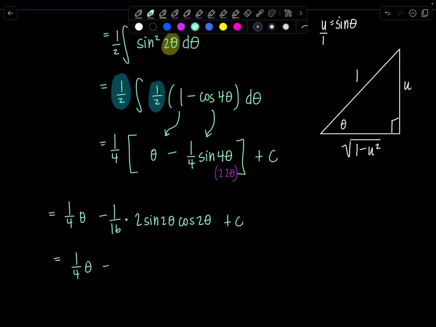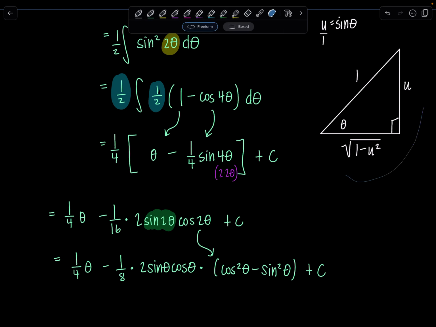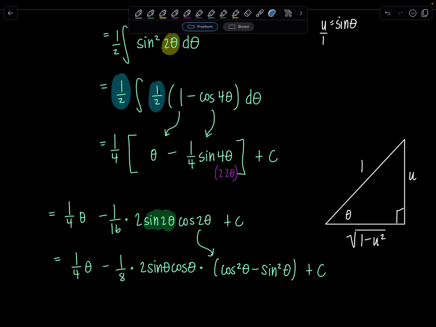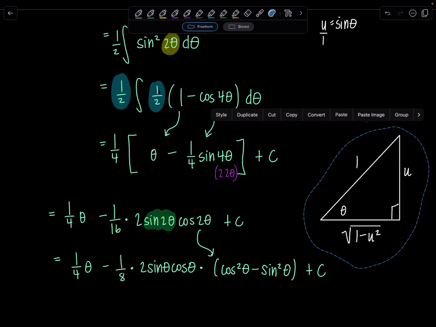So this is 1/4 theta minus 1/8. This sine 2 theta I'm going to replace with 2 sine theta cosine theta, times cosine 2 theta. There's 3 versions. Let's just go with cosine squared theta minus sine squared theta plus c. How do you feel? I hope not too traumatized, okay? You guys got this. You just really need your trig identities at the forefront of your mind.